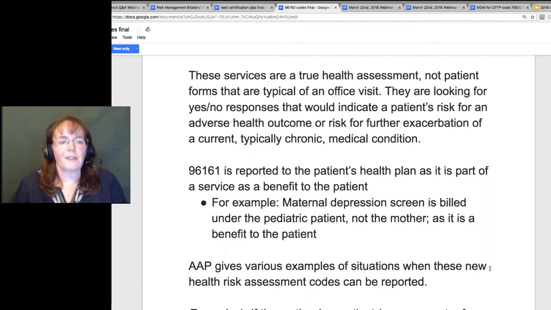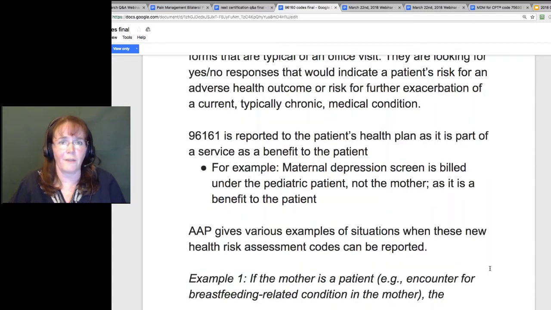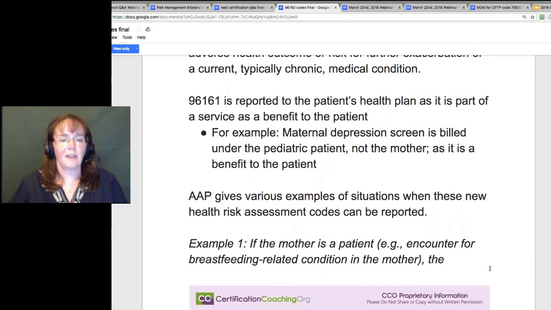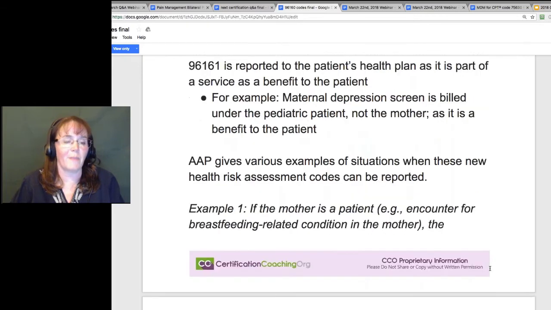So these are a health assessment. They're looking for yes and no responses that indicate a patient's risk for adverse health outcome. This isn't the form that you're filling out when you go into the office. These are yes or no questions. So 96161 is going to be reported to the patient's health plan as part of a benefit. Their example was maternal depression screening is billed under the pediatric patient. So you don't bill it under the mother. It's part of the child's visit as a benefit to that patient.